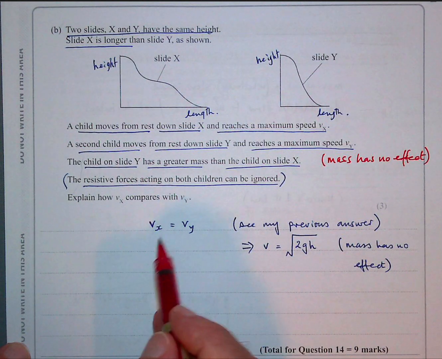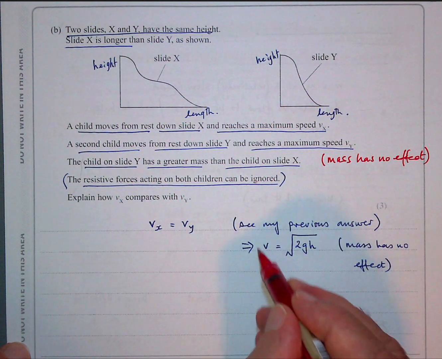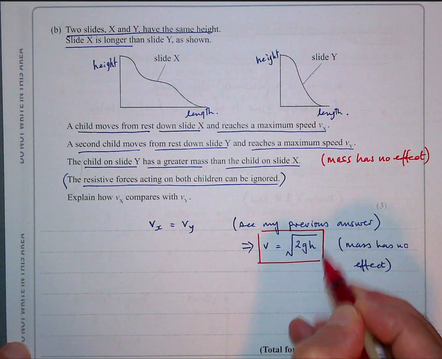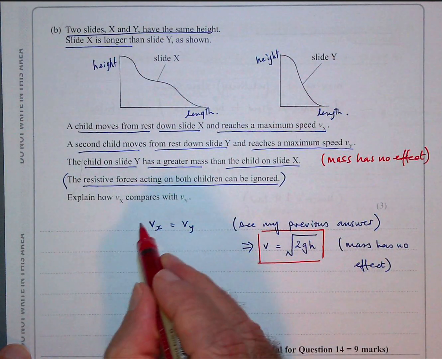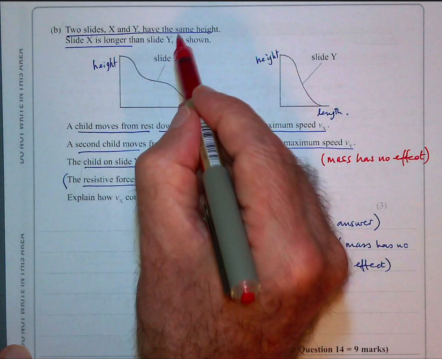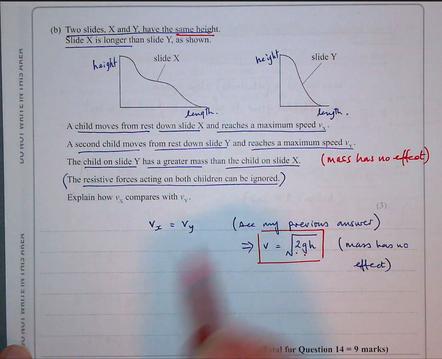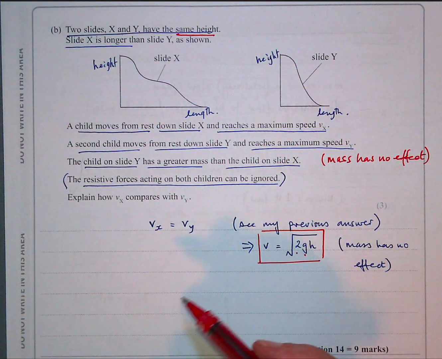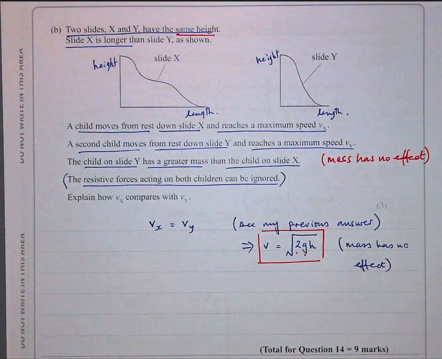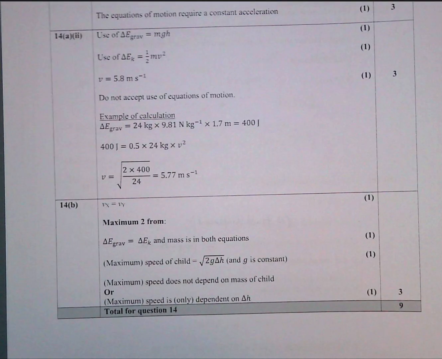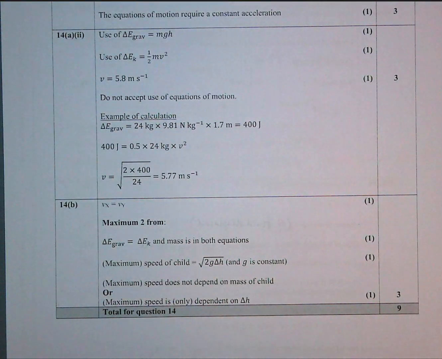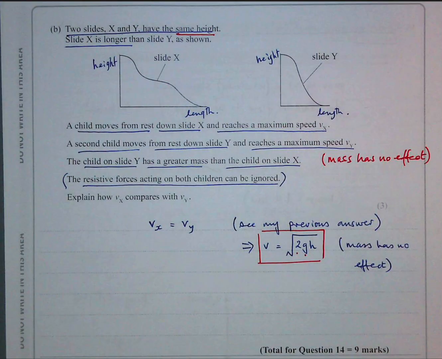Explain how it varies. Well, if we know the mass doesn't vary, we know this equation still applies. See my previous answer. That means in both cases the height is the same. If the height is the same, gravity is the same, 2 is the same, the final velocity will be the same. And that's how you get the 3 marks. And let's have a look. This is question 14. So just to show you where they give you the marks for 14b, have a look. You can stop the video and mark your own to see if you've got the points listed. Okay, so that's question 14.